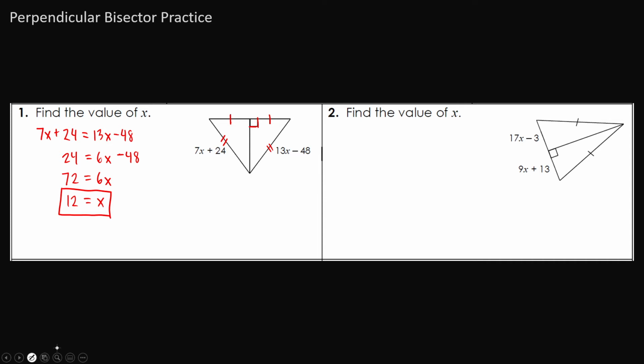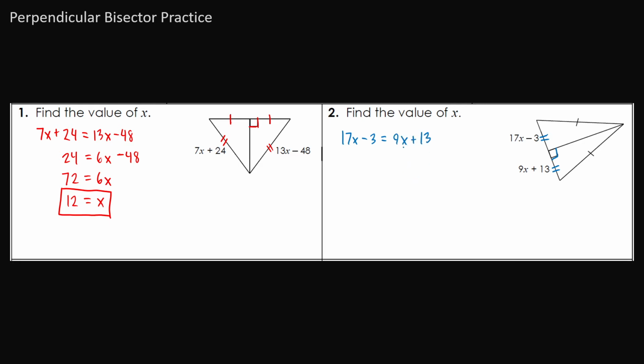For the second application here, we are given that the sides of the triangle are congruent to each other, and we know that this segment running through the triangle is forming a right angle with the base. So using the converse of the perpendicular bisector theorem, we can say that these two portions of the base are congruent to each other. So 17x minus 3 is equal to 9x plus 13.